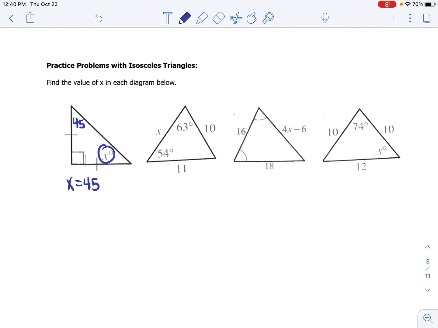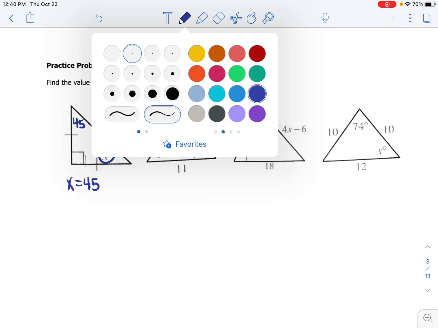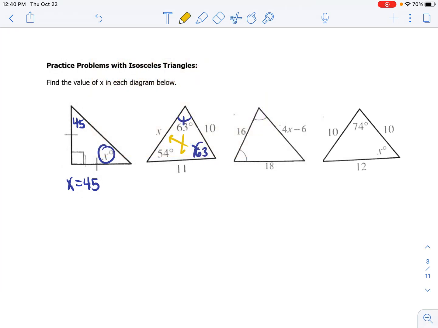Okay, for this second one, notice how we have two angles inside of this figure. So we have 63 and 54. And if we subtract those from 180, we are left with 63 degrees. So we have these two corner angles are congruent. So the sides that are congruent are the sides directly opposite. So we know that x equals 11.